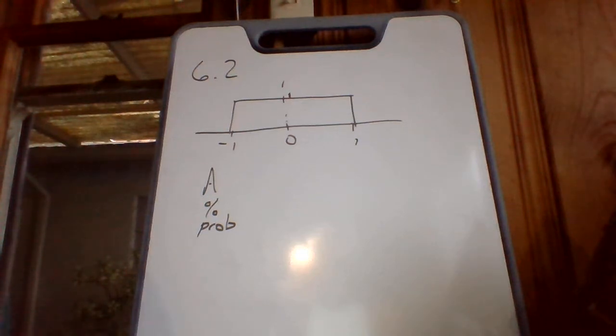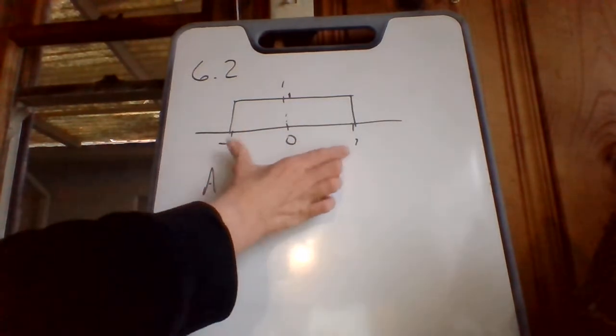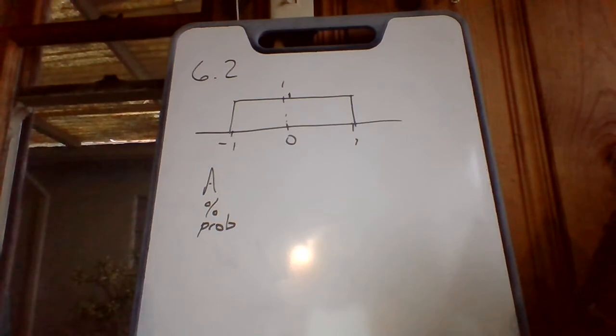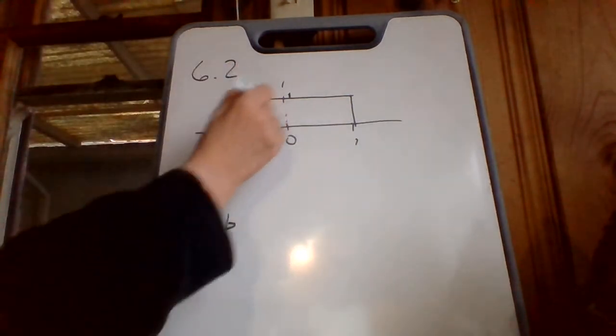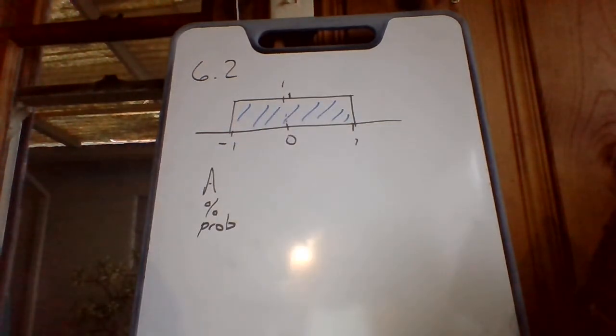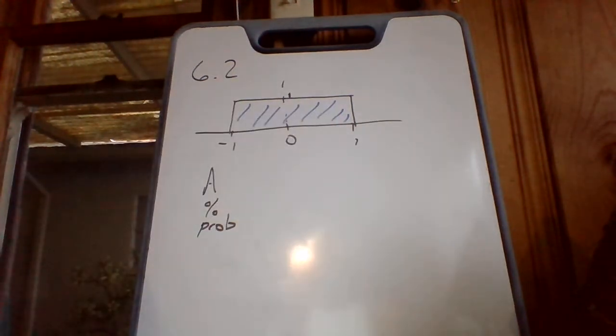Okay, this is a basic description of what's going on in 6.2. Here's a rectangle, and it goes from -1 past 0 up to 1. So that's a distance of 2. And if it goes up to height 1, then the area, let's just talk about the area if I color it in. The area is 2 by 1, so it'd be 2.